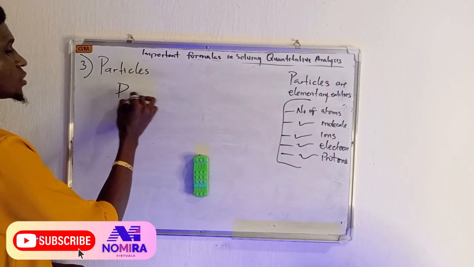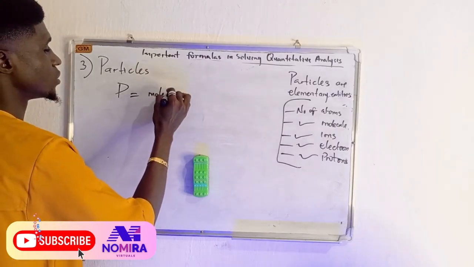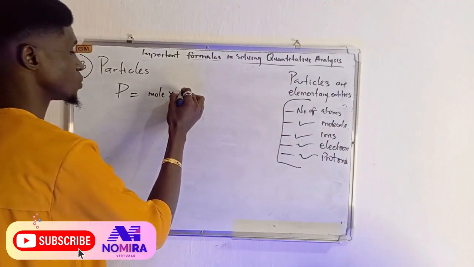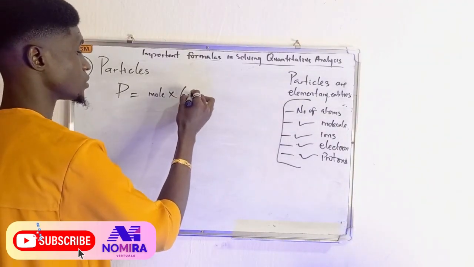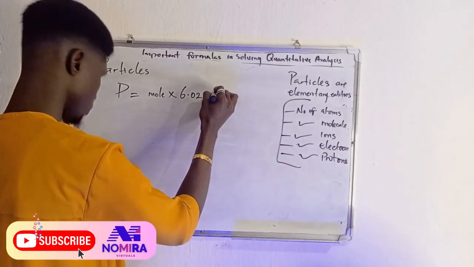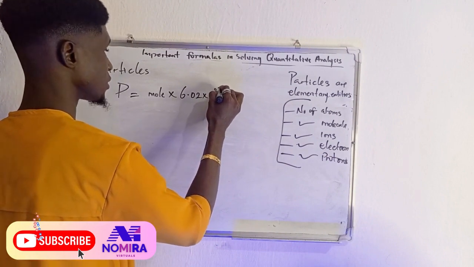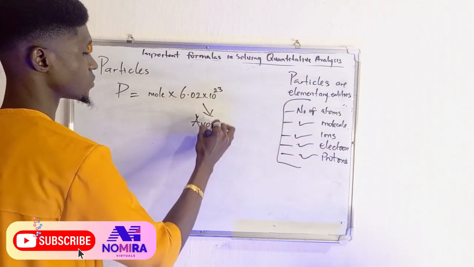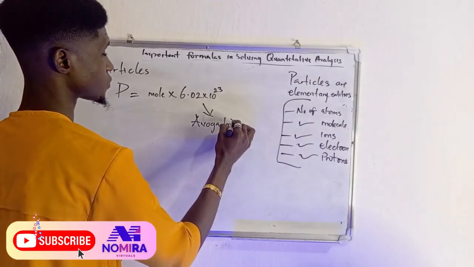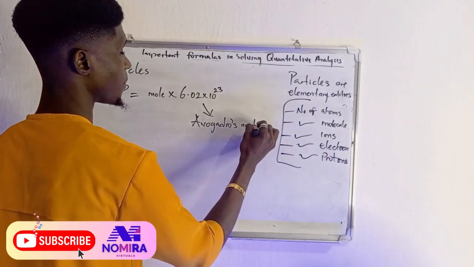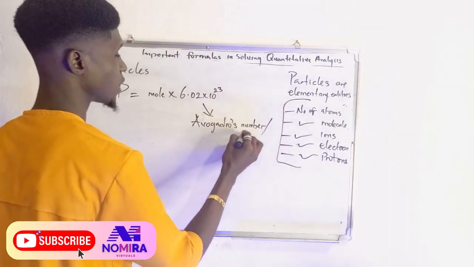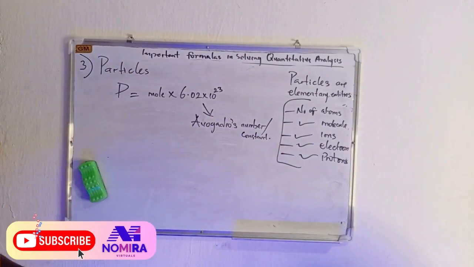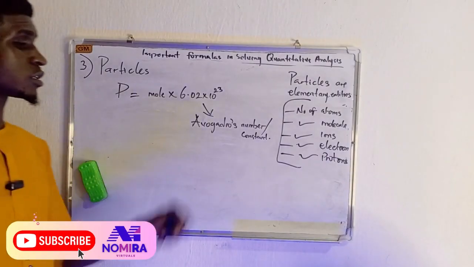Particle equal to what? Mole times Avogadro's number, which we have as 6.02 times 10 raised to power what? 23. This is called Avogadro's number or Avogadro's constant. Okay, so you need to take note of this.